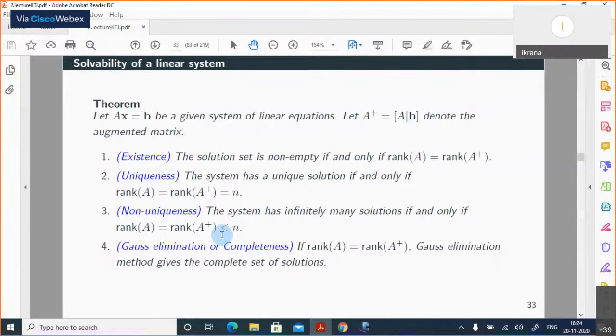So there's just a convention we make so that we can put it in an algorithm and everybody understands. The variables other than the pivotal variables are given arbitrary values, and the pivotal variable is computed in terms of the other variables. So this gives a complete set of the Gauss elimination method. So this method gives a complete solution.